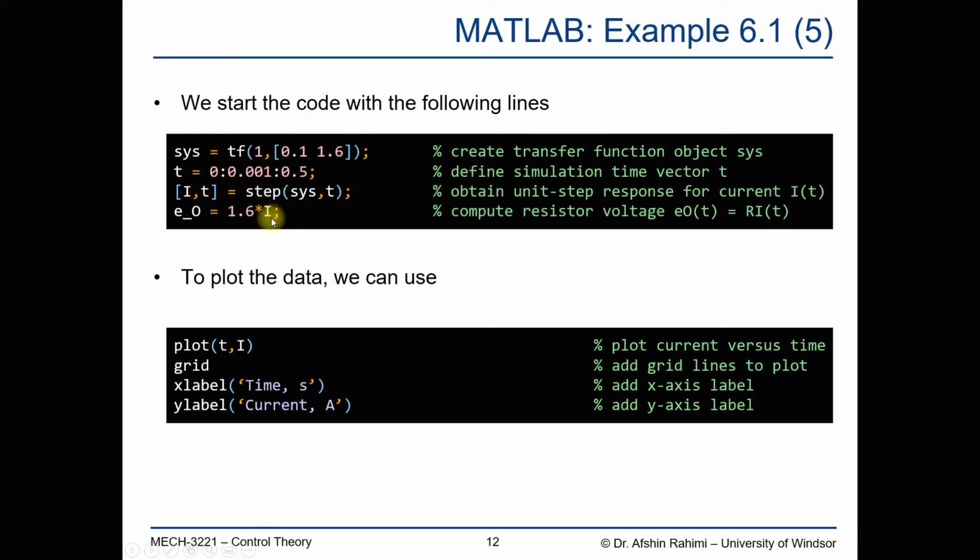After we finish this, we also know that the output voltage for the resistor, from Ohm's law, is equal to the resistance multiplied by the current. Now, if we obtain the current in this step as an output of the simulation, it will be a vector, and if we multiply it by the constant value of the resistance, we can obtain the vector e_o, which will be the voltage of the resistor at any given time in the simulation. Now let's go to MATLAB and try to implement this.